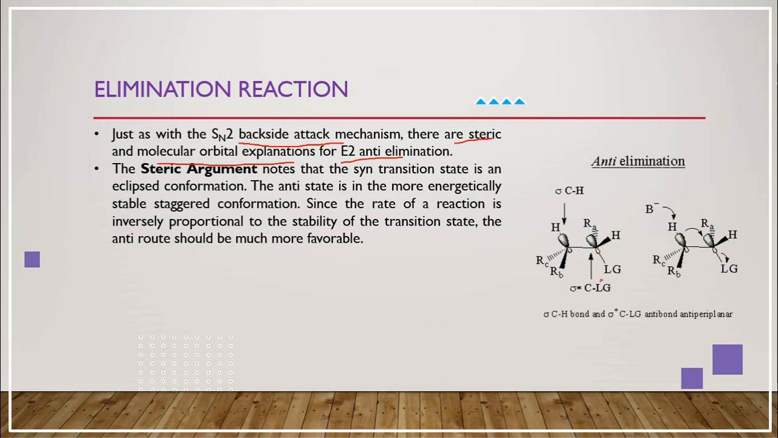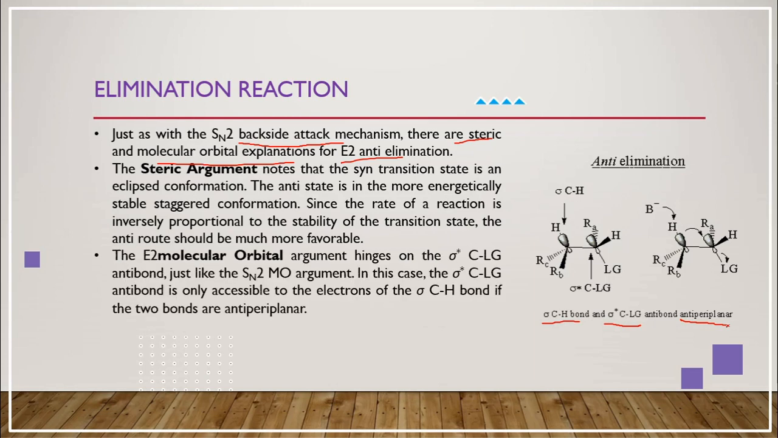Since the rate of the reaction is inversely proportional to the energy of the transition state, the anti route should be much more favorable. So we can see here that the base abstracts the hydrogen and the leaving group is anti to the hydrogen, which is considered the most energetically stable staggered conformation, and the sigma C-H bond and sigma star C-leaving group antibond are anti-periplanar.